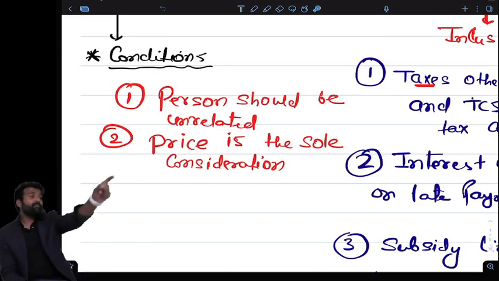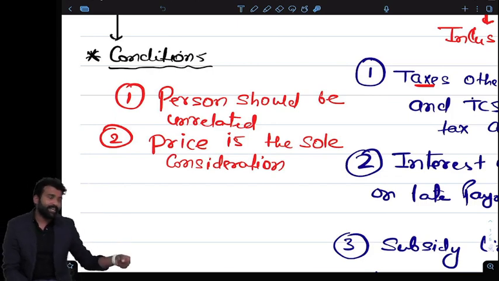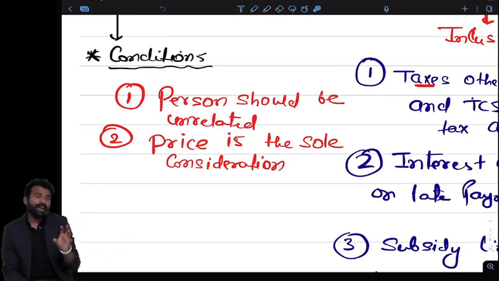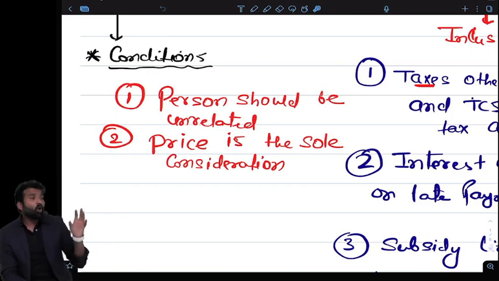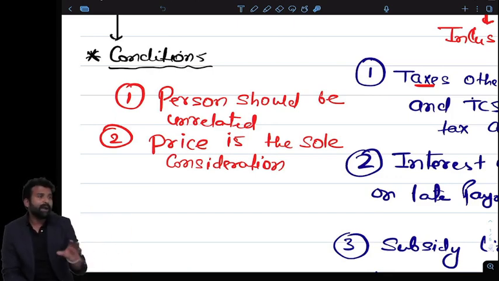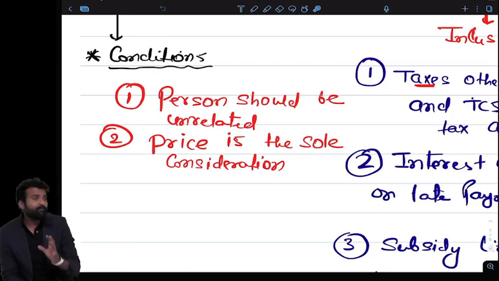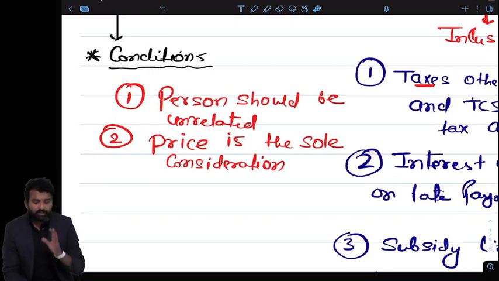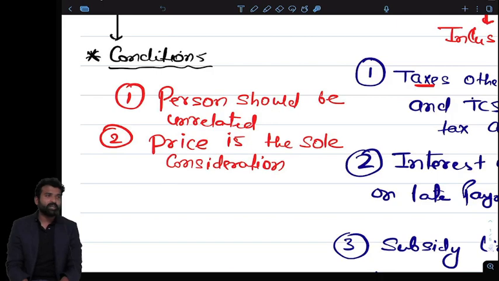If the transaction is between relatives, it is not possible that I apply GST on the price, because my price will be affected. My price will not be genuine. If the price is not the only consideration, and I am also getting consideration in another form, then my price is not genuine. So I will accept this valuation only when I am fulfilling these two conditions: the person should be unrelated and the price is the sole consideration.